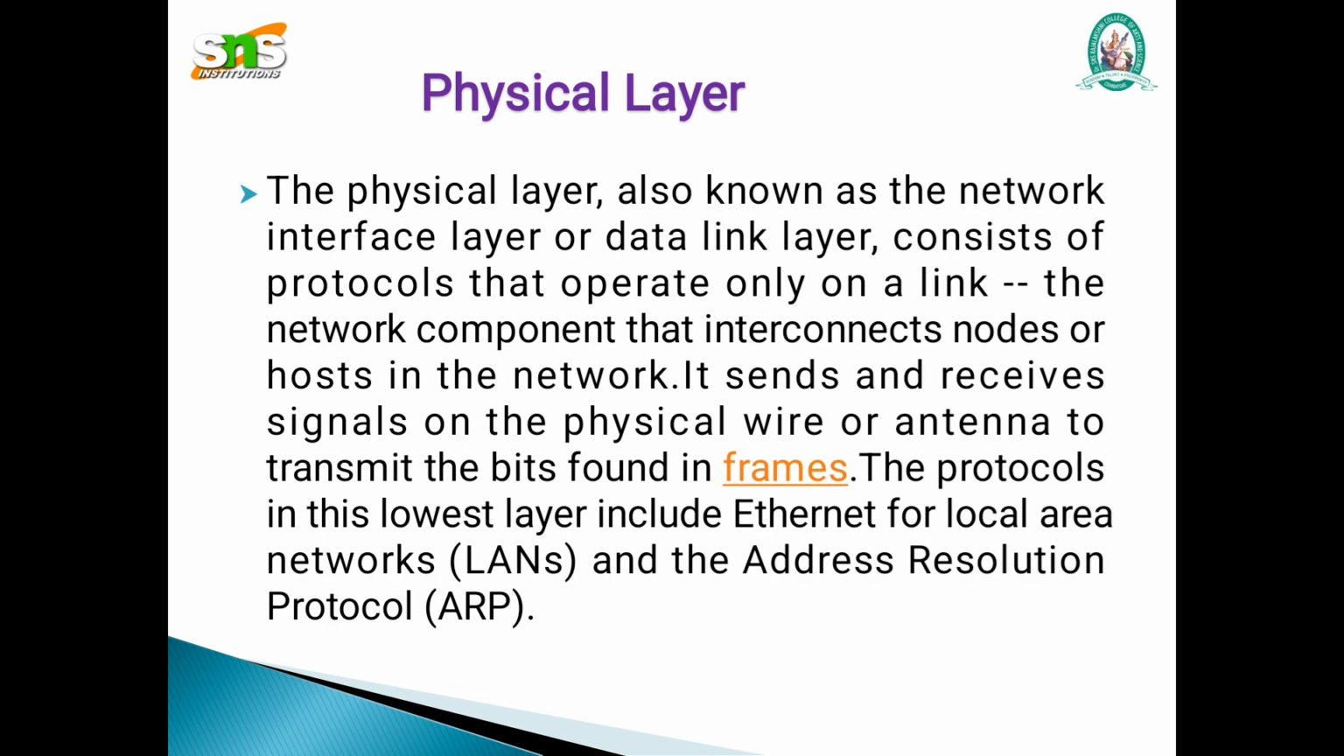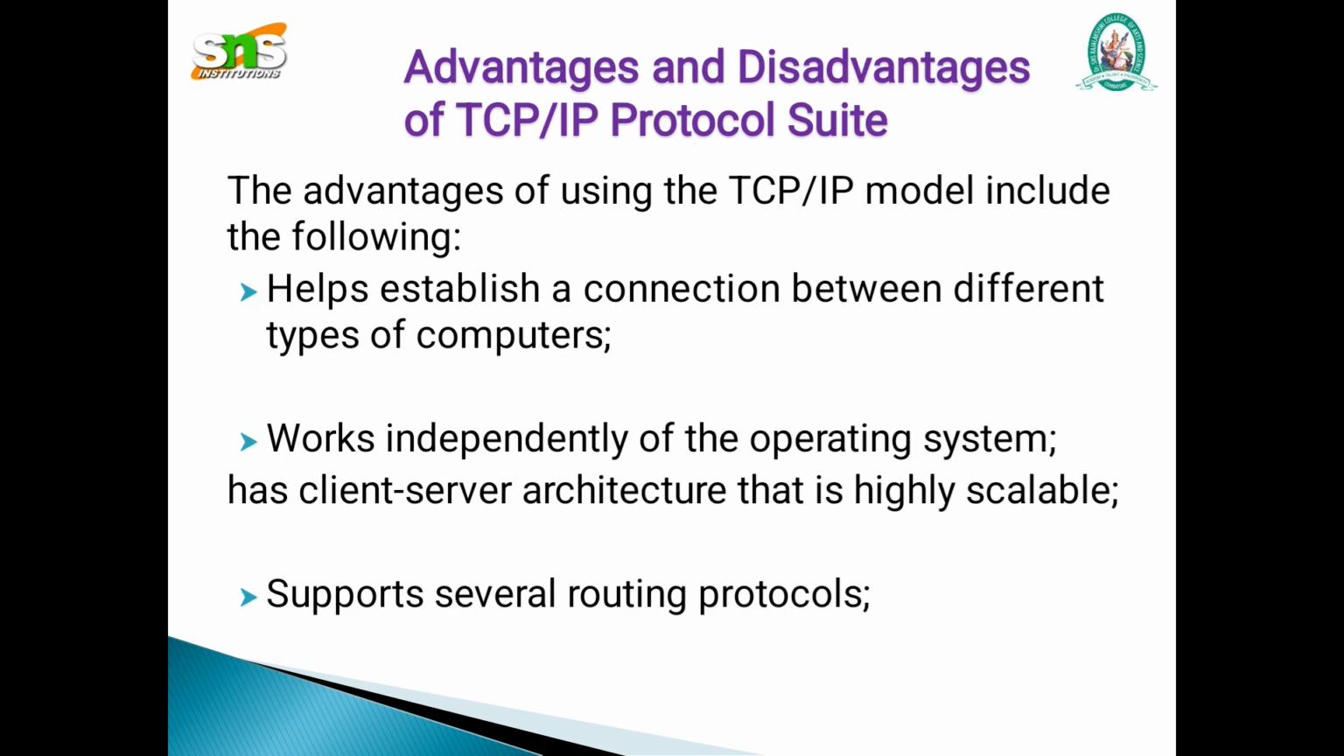Physical layer. The physical layer, also known as the network interface layer or data link layer, consists of protocols that operate only on a link, the network component that interconnects nodes or hosts in the network. It sends and receives signals, and the physical wire or antenna transmits the bits in the frames. The protocols in this lowest layer include Ethernet for local area networks, LANs, and the Address Resolution Protocol (ARP).